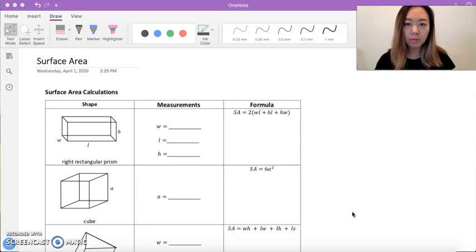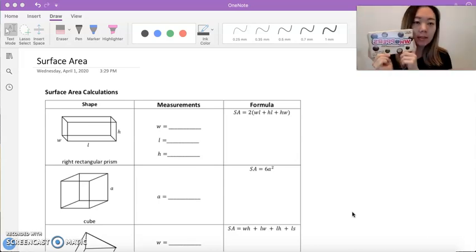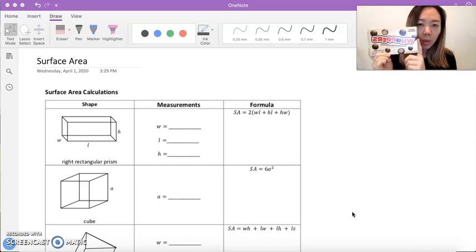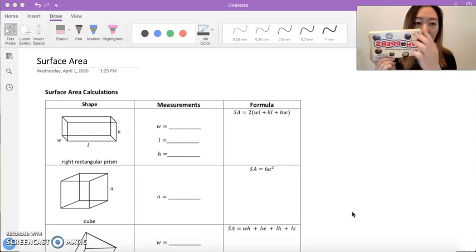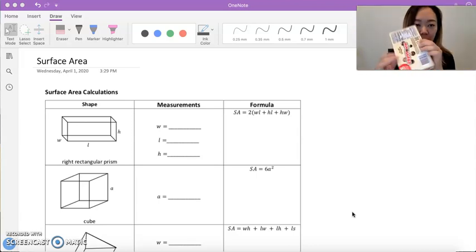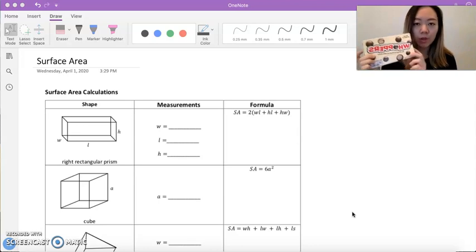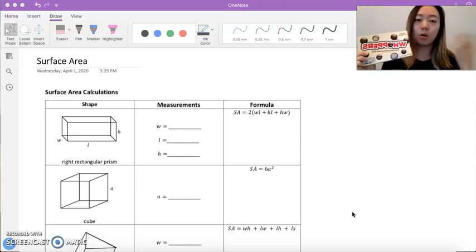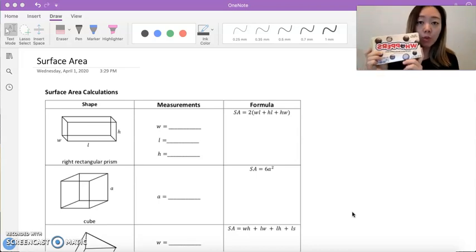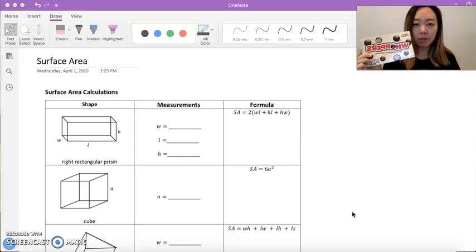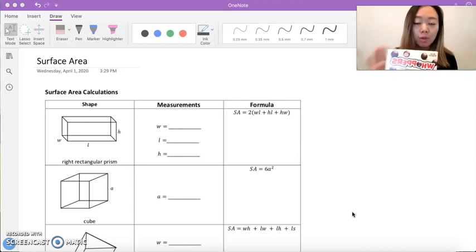So let's begin. Surface area, we'll take this box of chocolates as an example, would be to find the area of the outer side of your figure. Think of it this way. You're trying to give this to your friend for their Christmas or whatever, and you have to figure out how much wrapping paper you need to cover this box of chocolates. That is basically what surface area is. There are formulas for surface area, which I am going to go over with you today.